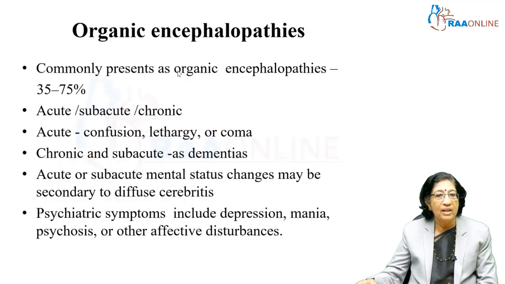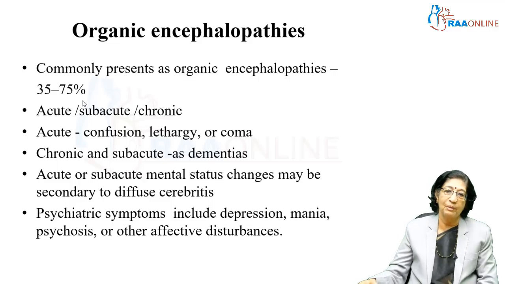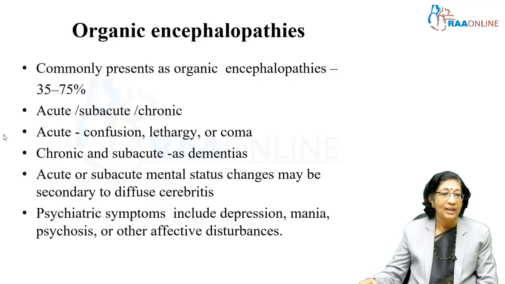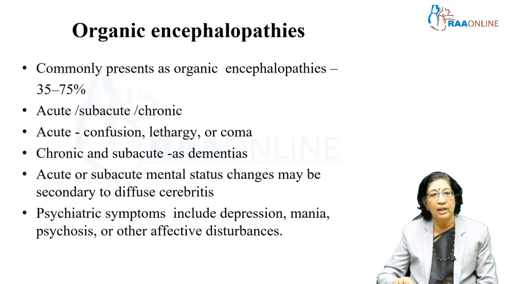Organic encephalopathies, like she had presented, can occur in 35 to 75% of the patients. She had presented with an acute confusional state. They can be acute, subacute or chronic, and can present as acute confusion, lethargy or as coma. When it presents in a chronic or subacute fashion, it usually manifests as dementia.